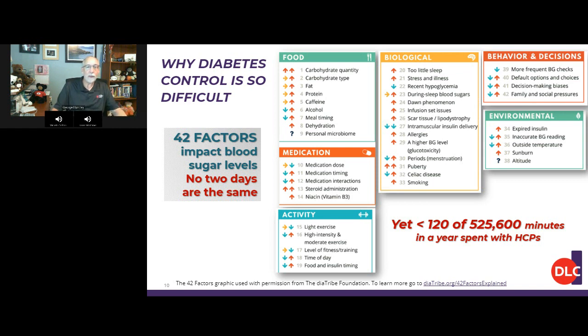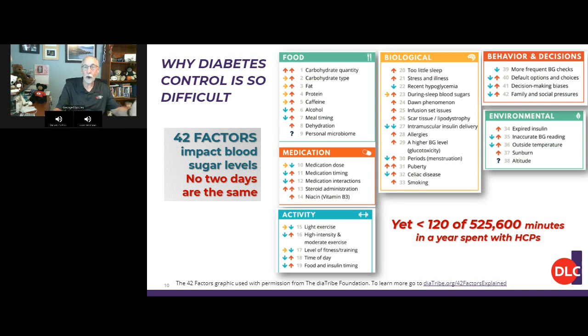No 2 days are the same. A patient with diabetes and with any chronic disease, if any hopefully folks out there are fans of the Broadway musical Rent, where you have 525,600 minutes, 525,600, whatever it is.